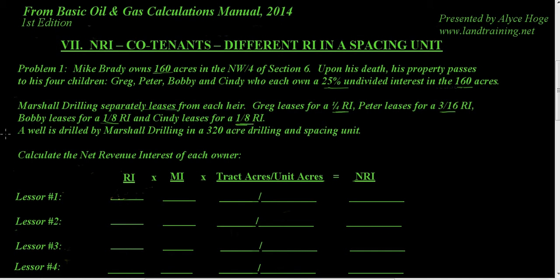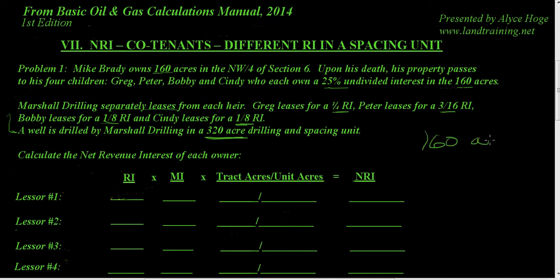Now we're adding the additional factor that a well is drilled by Marshall Drilling in a 320-acre drilling unit. So now we're going to have to reduce what their royalty rate is, or what their net revenue interest, reduce it by their actual mineral interest, and reduce it by the number of tracts that they have there that are in the actual unit.